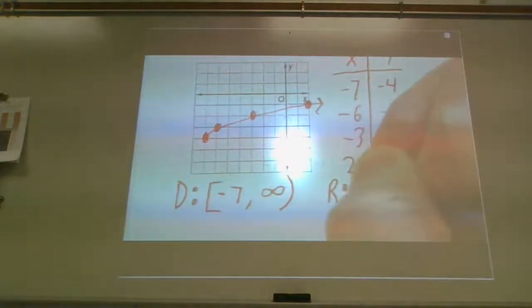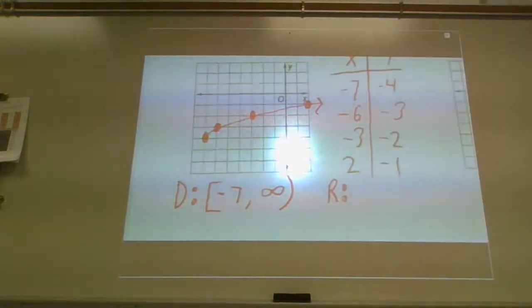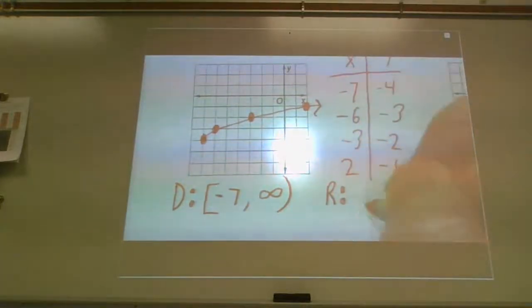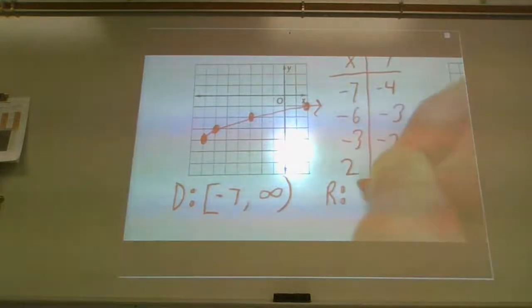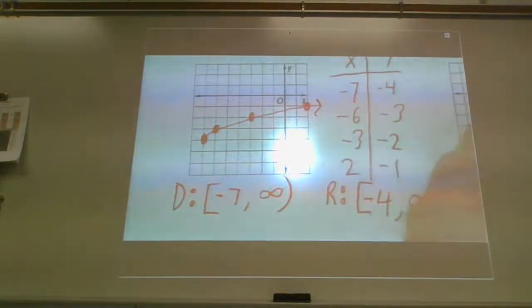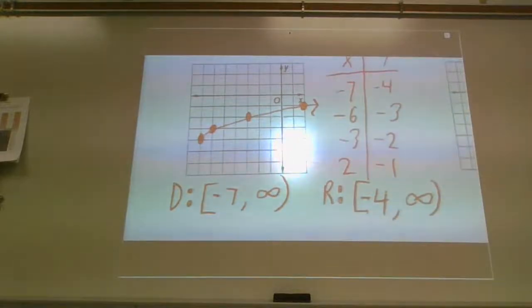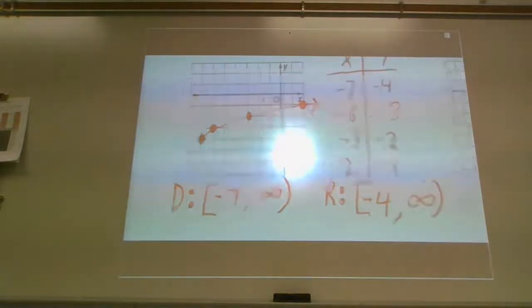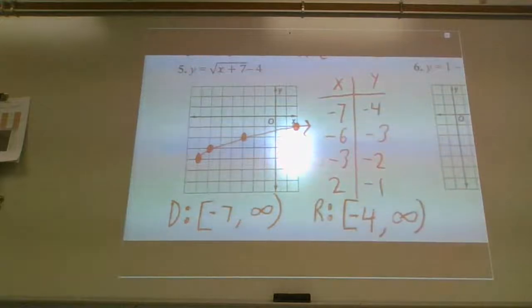Whereas my range is lowest to highest, y-axis, vertical outputs. The lowest value that this graph reaches on the y-axis is -4, and it goes all the way up to infinity. That would be the proper domain and range. There are alternate ways of expressing that domain and range, but this is the most generally accepted form of expressing domain and range. But this would be an accurate graph.